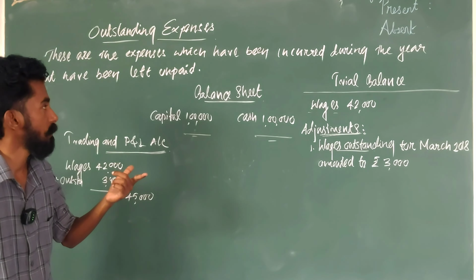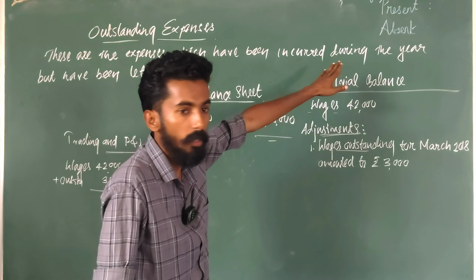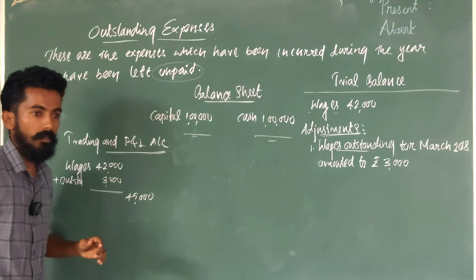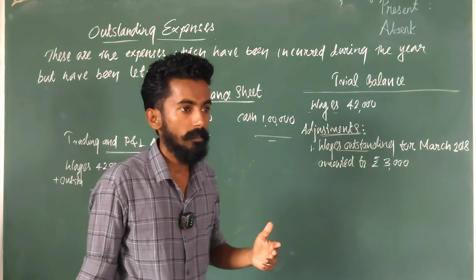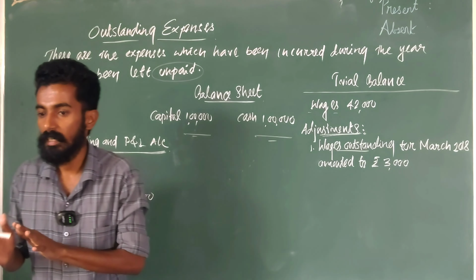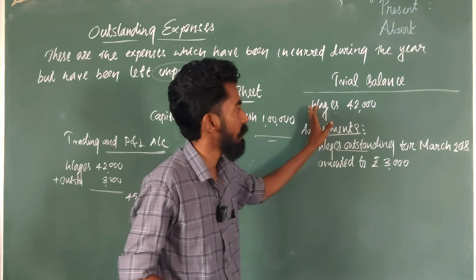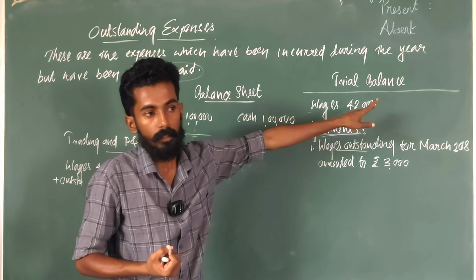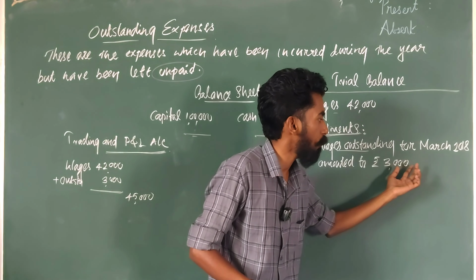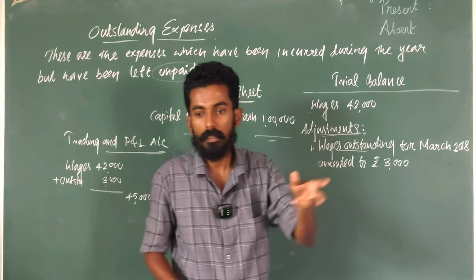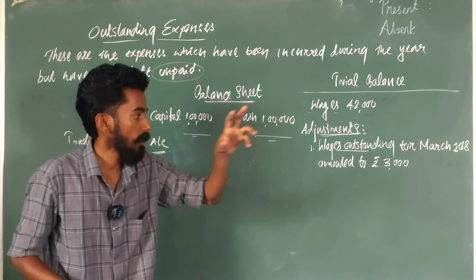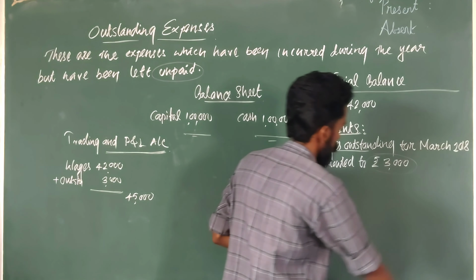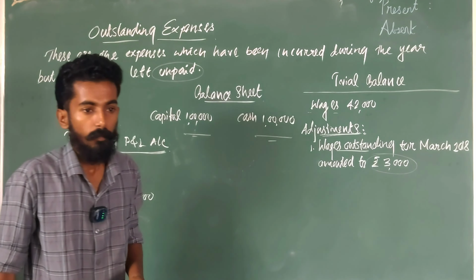In the definition itself we can see that it is an expense which has been incurred during the year but has been left unpaid. Whether we paid this expense or not: till now we didn't pay that expense. Suppose wages is given in the trial balance as 42,000. In the adjustment there is another piece of information: wages outstanding for March 2018. Suppose our financial year is 2018. Still there are wages outstanding, 3,000 rupees. What is the treatment of these 3,000?